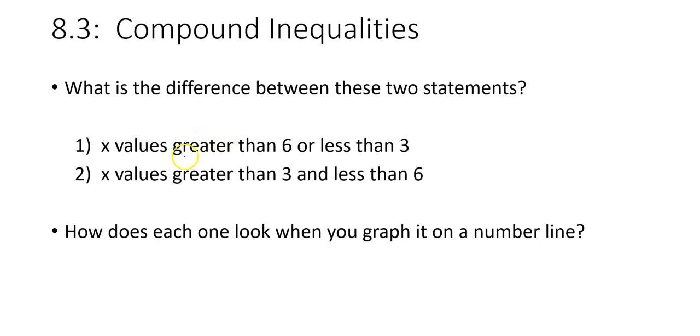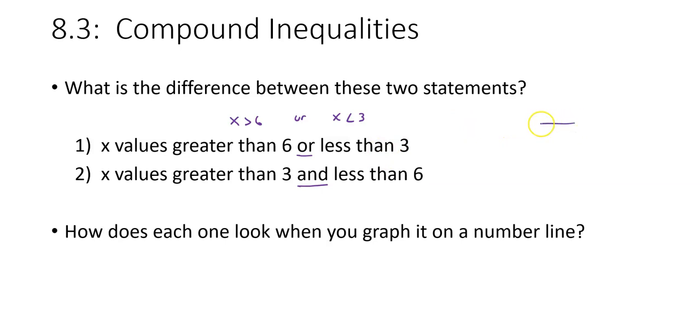The first one says x values greater than 6 or less than 3. The other one says x values greater than 3 and less than 6. So greater than 6 or less than 3, x values greater than 6 or x values less than 3, means that either one of them satisfies the answer.